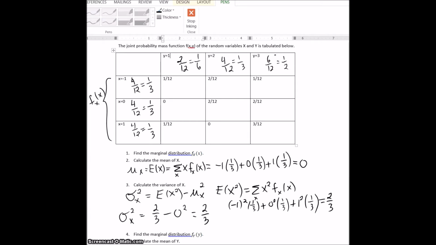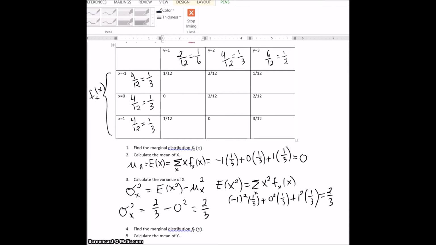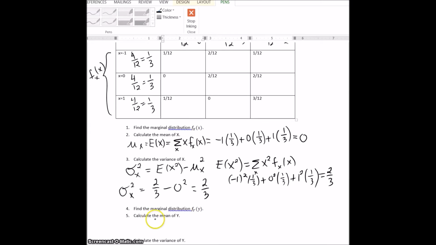Now to calculate the mean of y, I'm going to go through a similar process to what I did with x. I'm going to sum over all the possible values of y times the marginal probability that y takes on that value. That's going to give me the mean of y.